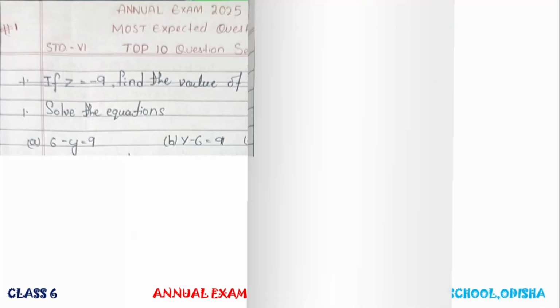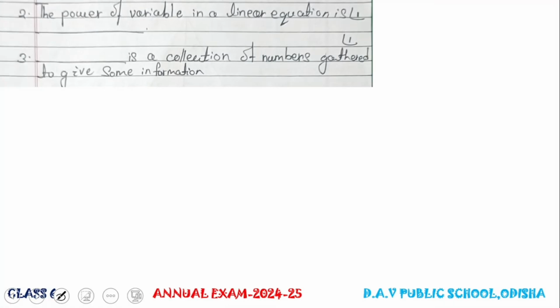Next question. The power of the variable of a linear equation is 1. Also remember, a cubic equation has power 3 and a quadratic equation has power 2. Then what is power? The power means exponent. Variable exponent is called power. Now next, the collection of numbers gathered to give some information is called data.